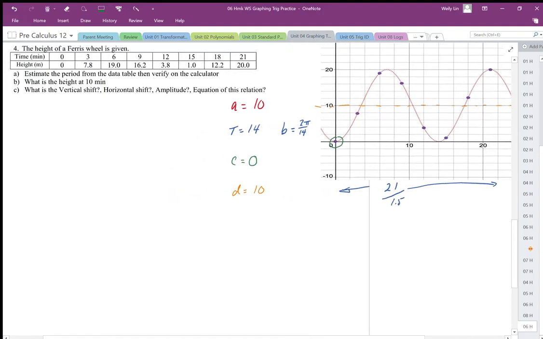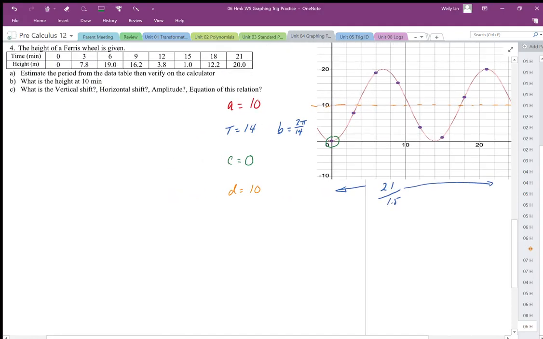So the period is about 14 minutes. The height at 10 minutes, if we take a look at here, looks like it's about 11 meters high right there. And we have a vertical shift of plus 10, horizontal shift of 0, and amplitude of 10, and we can write this equation.